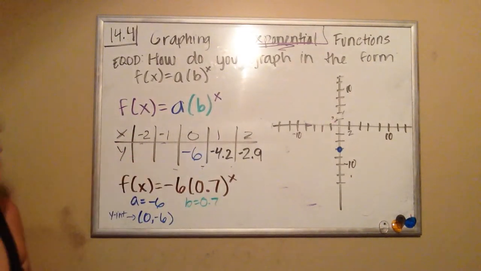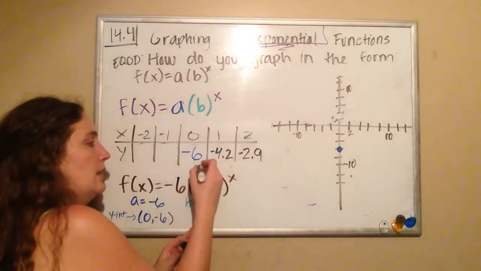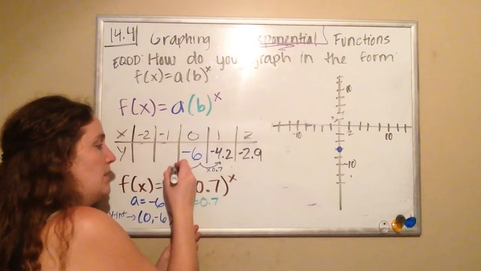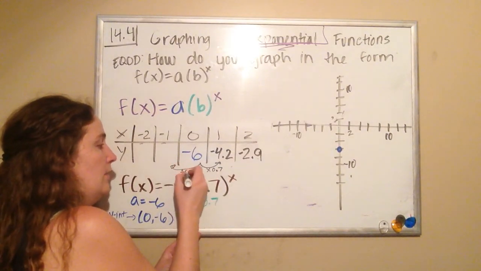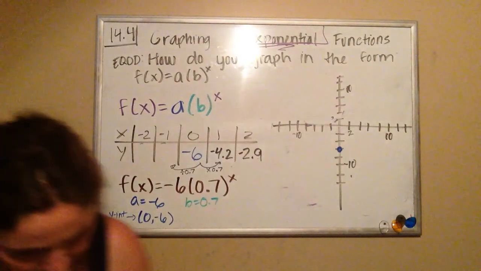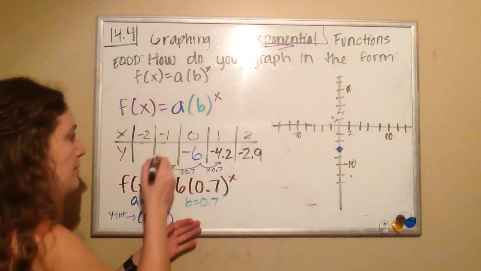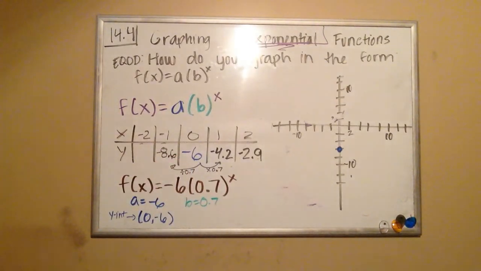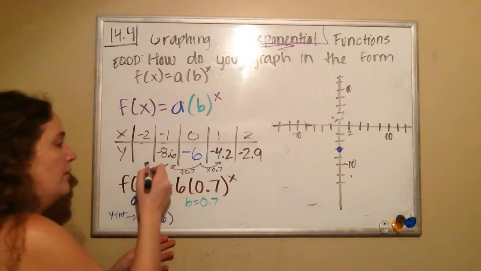And then to fill these out as well, I could plug a -1 in here, or I could just think about, instead of multiplying by 0.7, I could be dividing by 0.7. And of course you can use a calculator for this. Okay, and when I do that, I get -8.6. And you could do it again. I'll let you fill that one in for yourself.